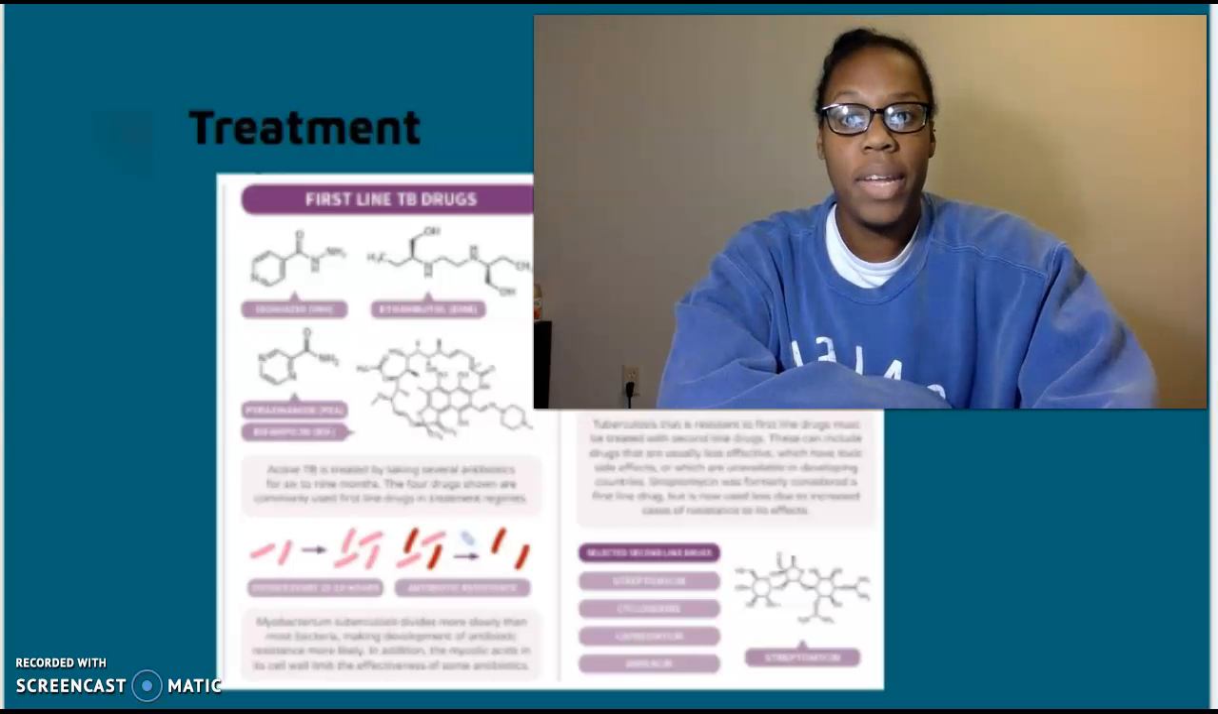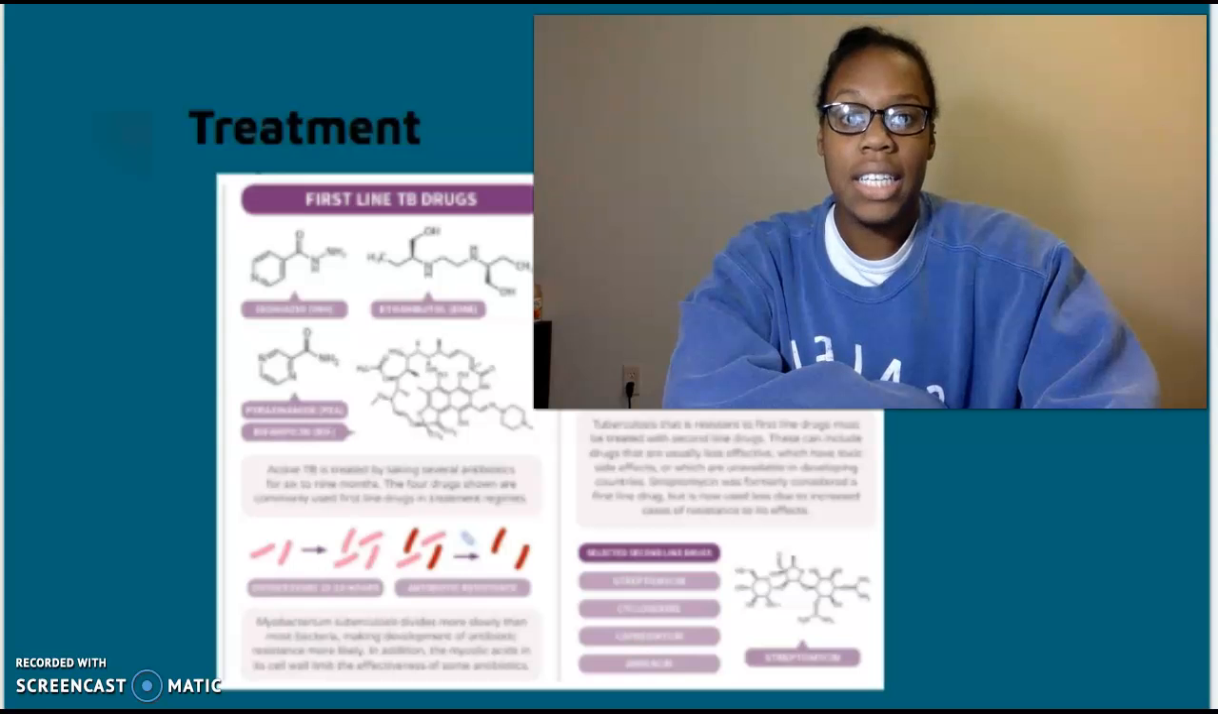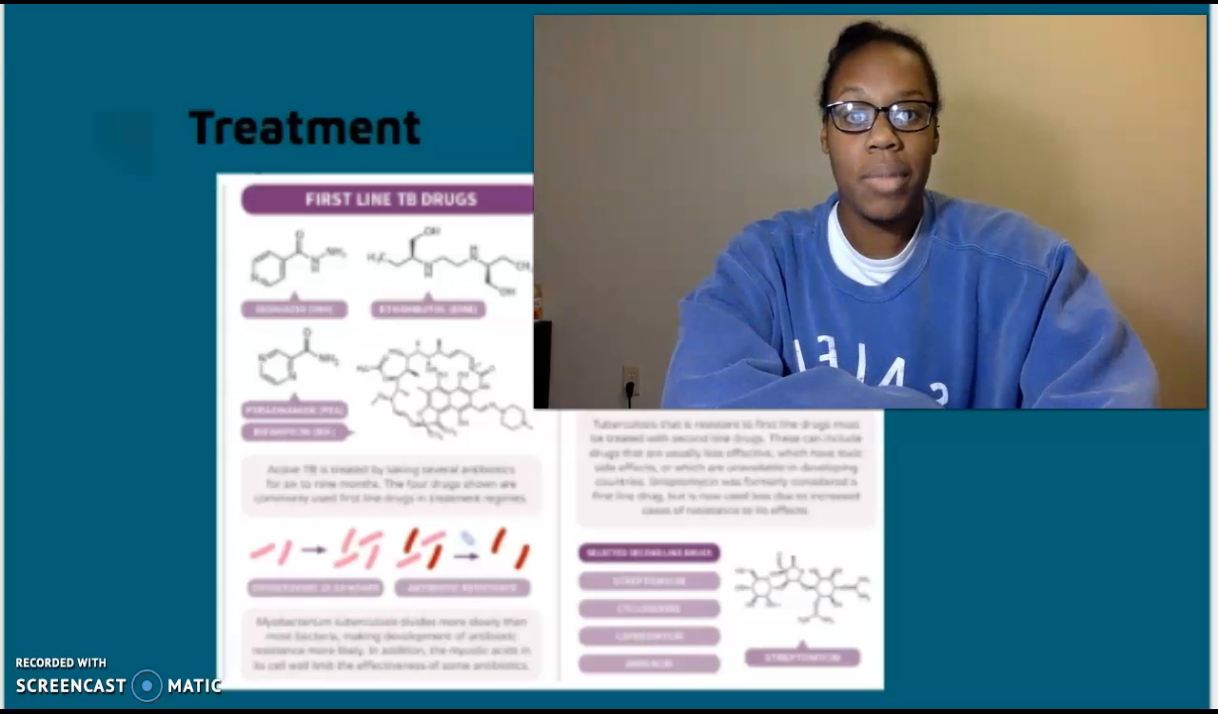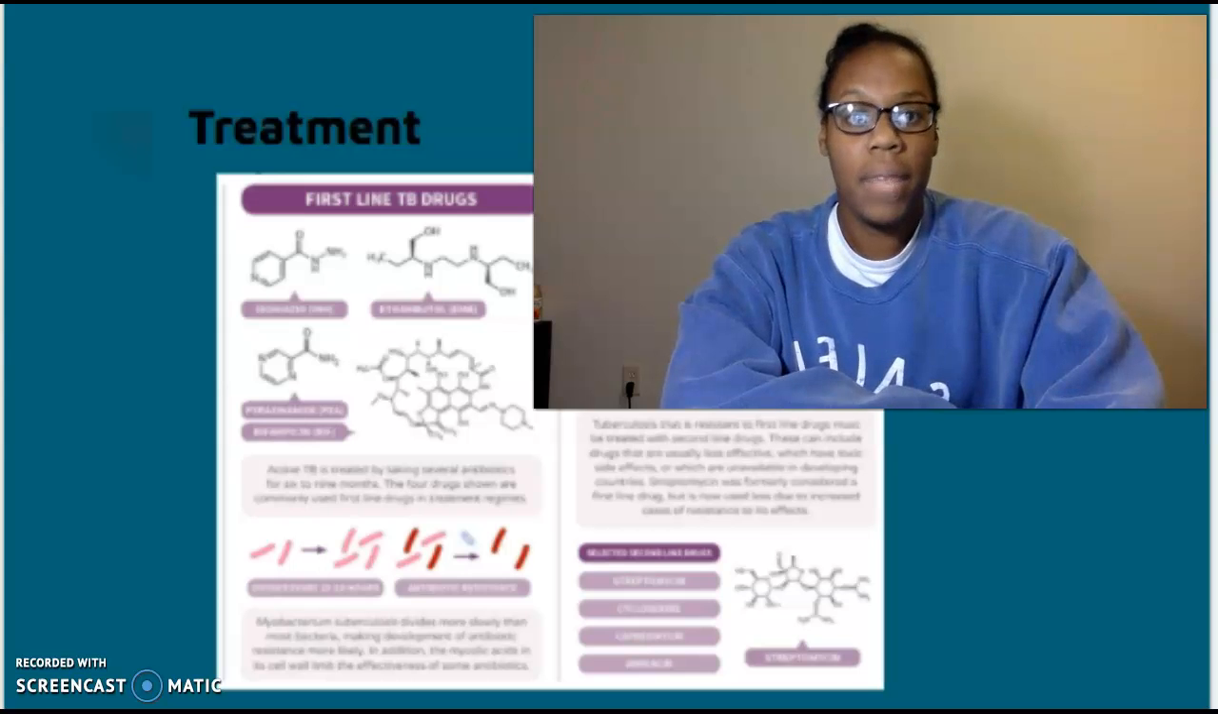Treatment may vary depending on if the patient has latent or active TB. If the patient has latent TB, the doctor may prescribe the first line of antibiotic drugs to kill the bacteria so the infection doesn't become active. They would have to take this drug for up to 9 months. The same combination of drugs can also be used to treat active TB.